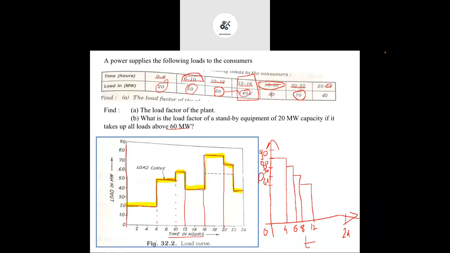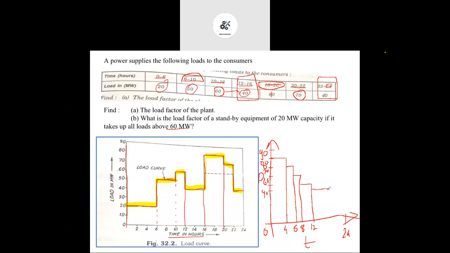Again, after 50, the next demand is 40. Here you can see that for 40 megawatts there are two different time ranges. First, from 12 to 16 hours we require 40 megawatts, and also from 22 to 24 we require 40 megawatts. So for these 4 hours and these 2 hours, we require 40 megawatts.